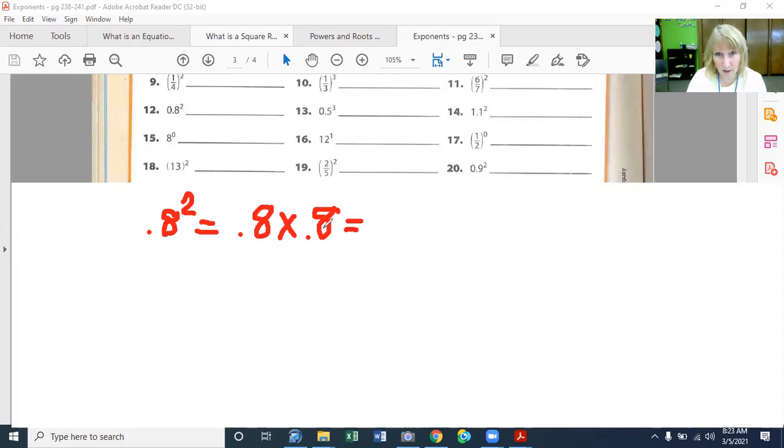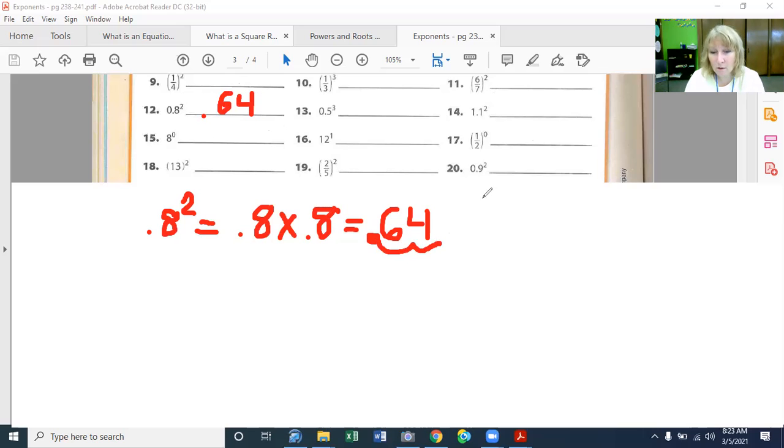Well, that's like 8 times 8 in a sense, right? 64, but we have two numbers that have decimals, one decimal place each. So we have to move our decimal 2 places to the left. So 0.64. That is the answer to number 12.